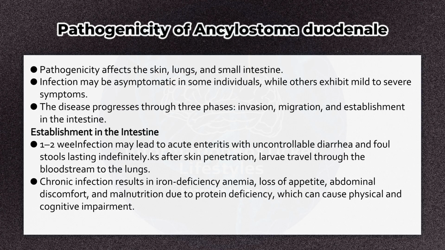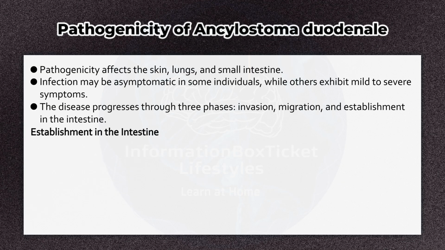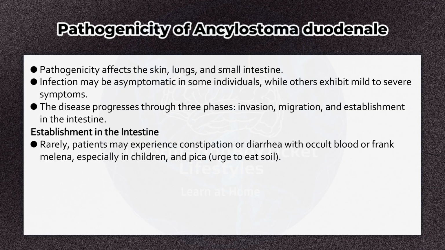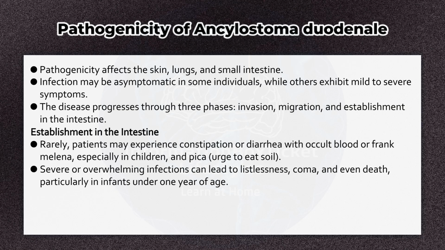Chronic infection results in iron deficiency anemia, loss of appetite, abdominal discomfort, and malnutrition due to protein deficiency, which can cause physical and cognitive impairment. Rarely, patients may experience constipation or diarrhea with occult blood or frank melena, especially in children, and pica, urge to eat soil. Severe or overwhelming infections can lead to listlessness, coma, and even death, particularly in infants under 1 year of age.